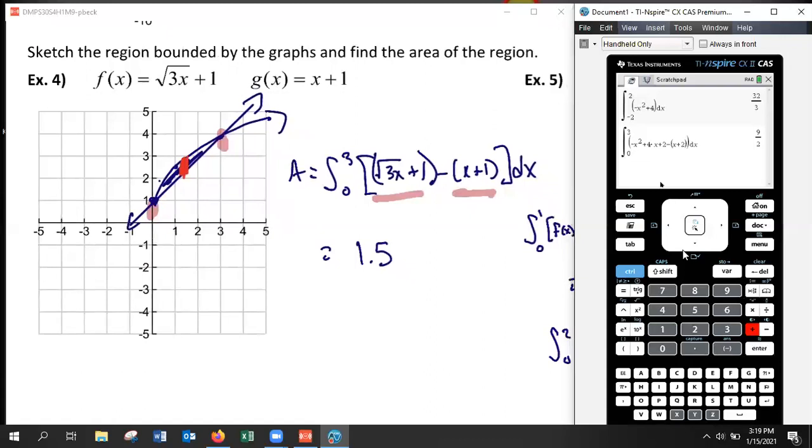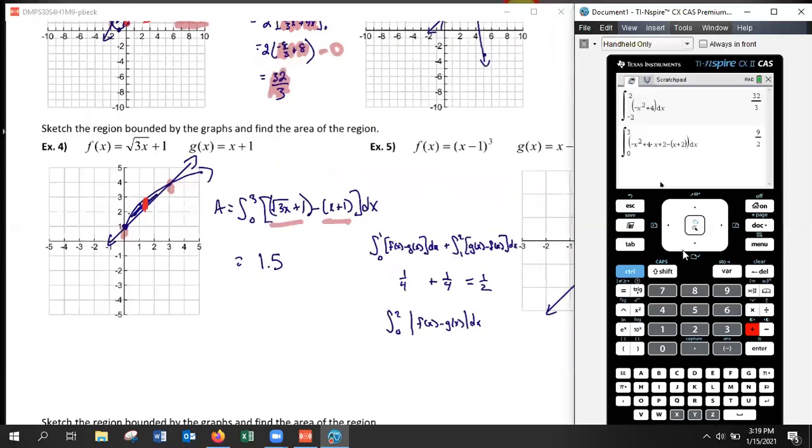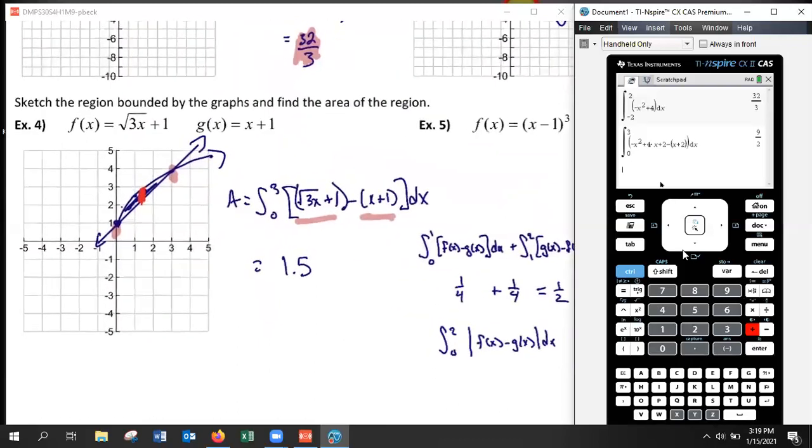Now, what happens if you didn't actually know where the two functions intersected each other? If you didn't know, we could have done this on a graph. So let me go ahead and do this as the square root, which is right here. So the square root of 3x plus 1 as f1 of x. And then f2 of x is x plus 1.